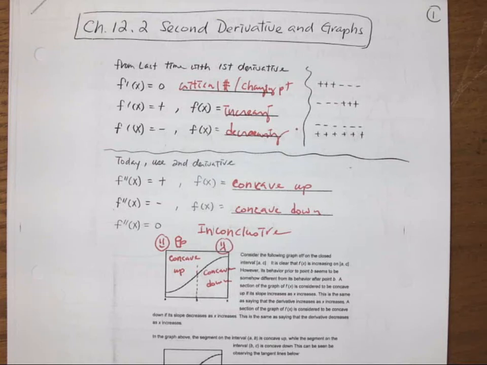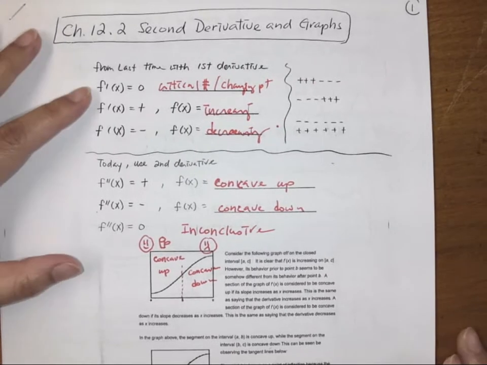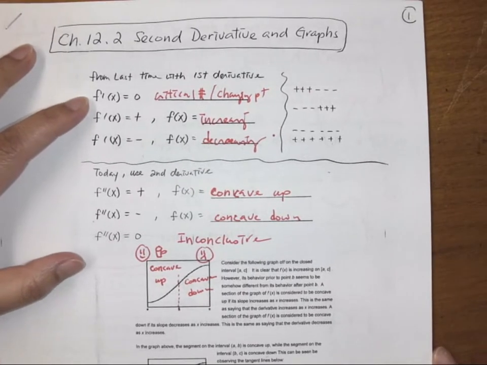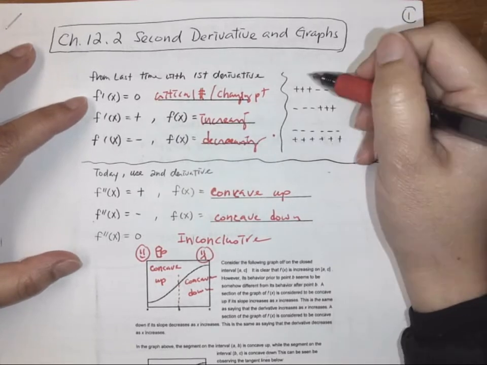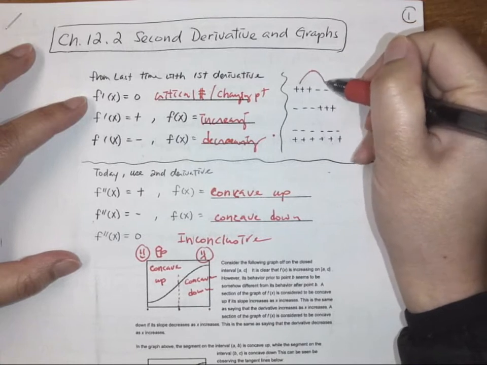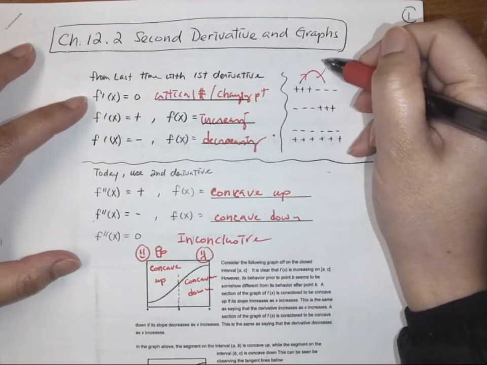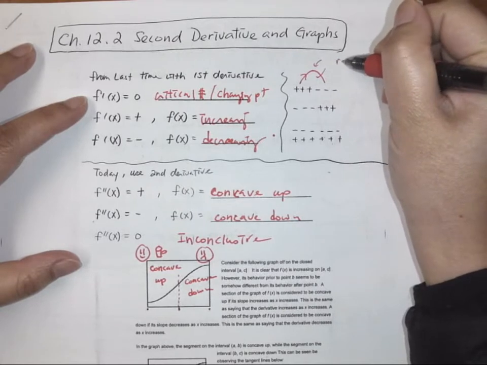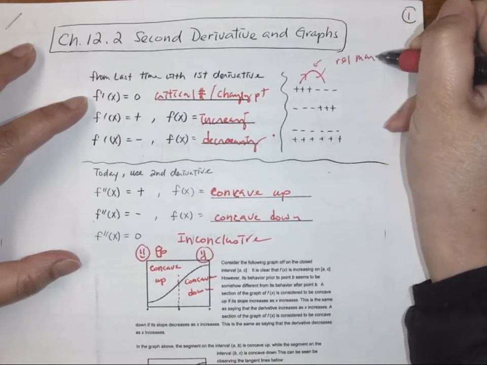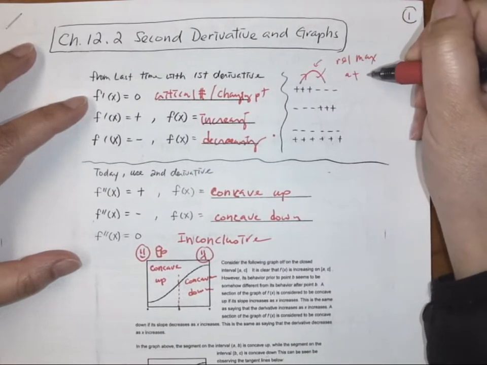We were working on 12.2, second derivative and graph, before spring break. So just a quick reminder, if we take the first derivative and set it equal to 0, that's how you find the critical numbers or the changing points. If you have increasing, going to decreasing, a lot of the time that would be a maximum. That would be a relative maximum at the critical number, right?